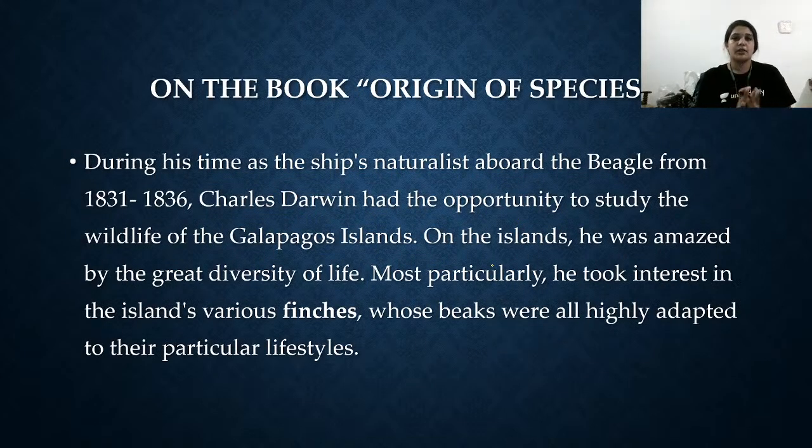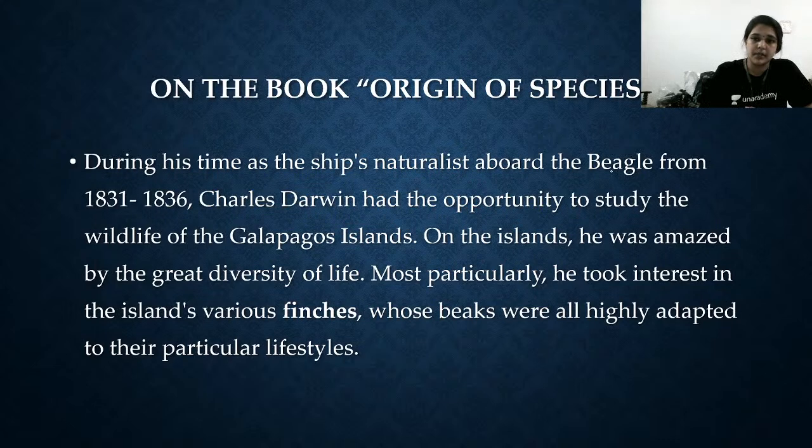Now coming to the Origin of Species. So how did Darwinism start? What happened is that Charles Darwin took his ship, the Beagle. Okay, so the ship is called the Beagle. And he went to the Galapagos Islands. There he was noting down finches. Finches are a type of bird.